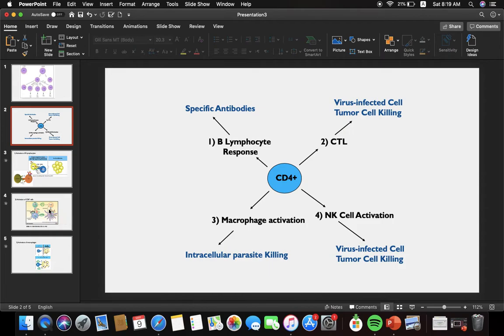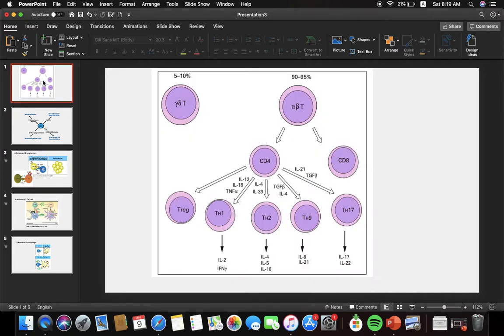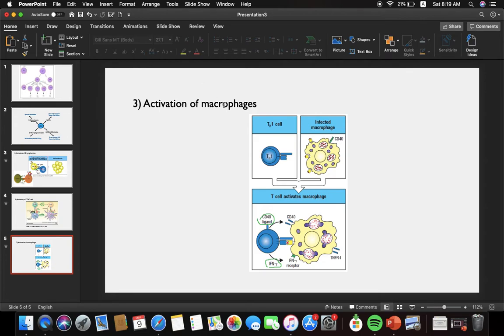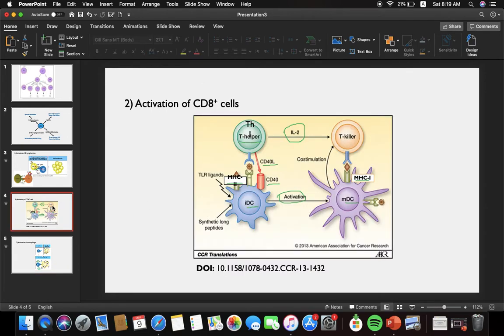So CD8 has been encountering MHC1. Okay, there is no problem, but CD4 will help the cytotoxic T lymphocyte response. Now CD4 will be forming TH1. TH1 will secrete interleukin 2 and interferon gamma, as you can see here. For CD8, we will talk about interleukin 2. For macrophage, we will talk about interferon gamma.